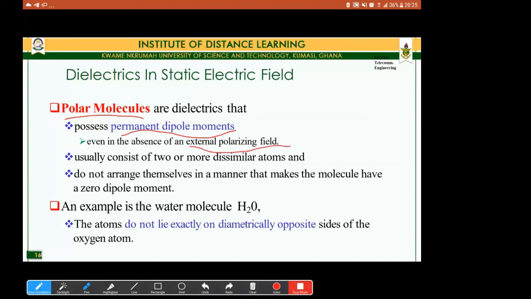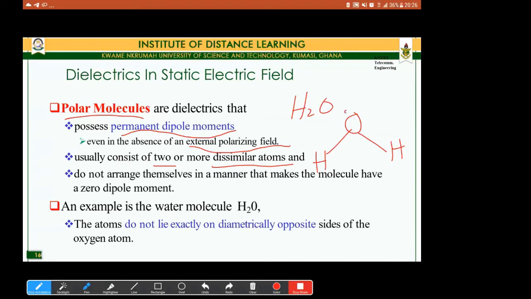And this kind of polar molecule usually consists of what? Two or more dissimilar atoms. In other words, the molecules are made from atoms that are not the same. An example is water. So when you have water, if you look at the structure of water, we are not only doing electromagnetic fields, we are also doing some chemistry. So this is the structure of water.